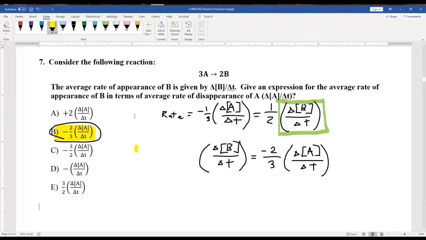Now, strictly speaking, there is a little bit of imprecision in the way that they're using the term. Technically, the average rate of appearance of A would actually be a negative delta A over delta T, but it is what it is. And there's only one answer that actually gives you the proper fraction, which is the negative 2/3 or the 2/3. So there you go. Any questions on that rate expression stuff? Does that make sense?